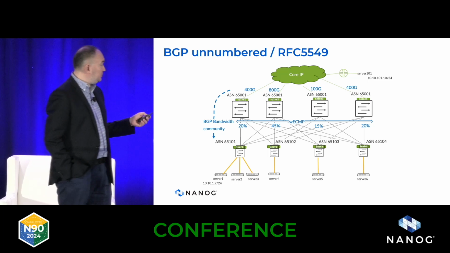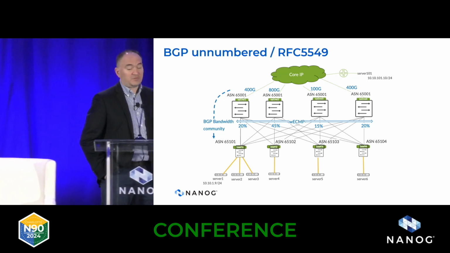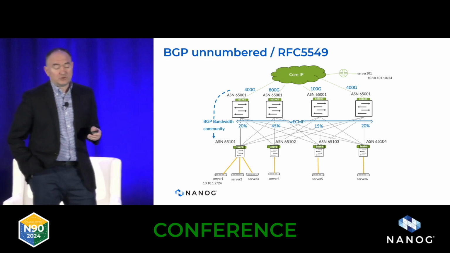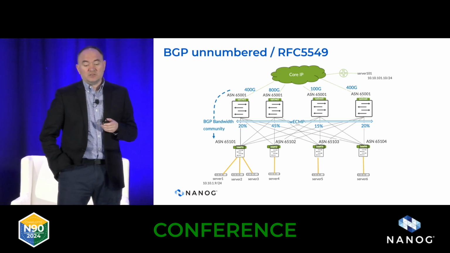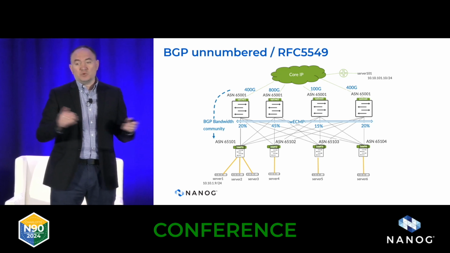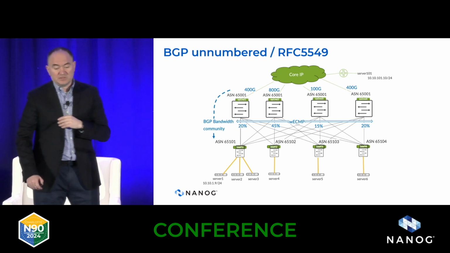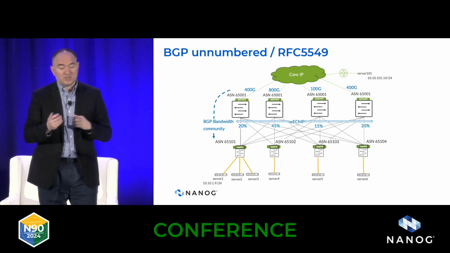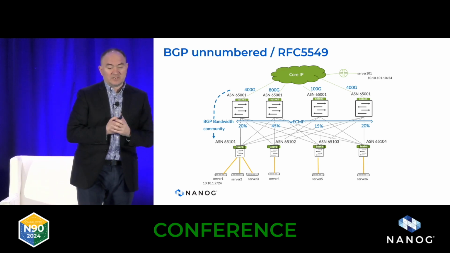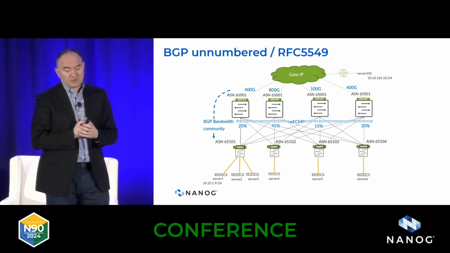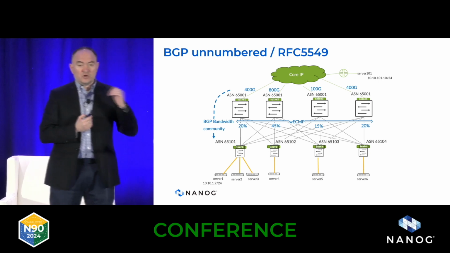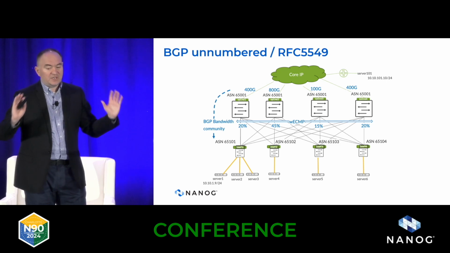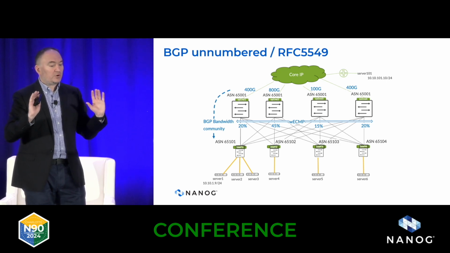So the kind of BGP used is BGP unnumbered, RFC 5549. That's something that is pretty common in the data center. It helps to automate the deployments. So leaf to spine will establish their BGP peerings based on the IPv6 link local addresses being exchanged at the link level. And then the ASN allocations will happen either at the automation level or by the admin itself.